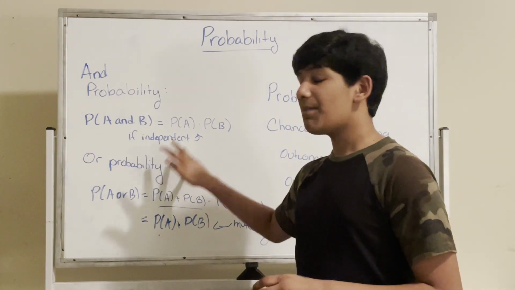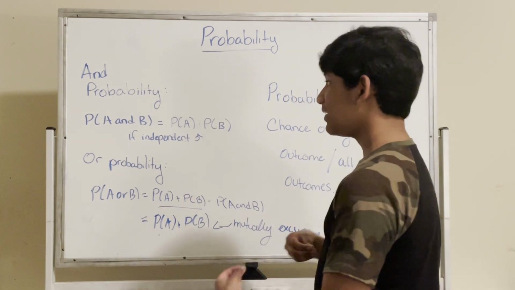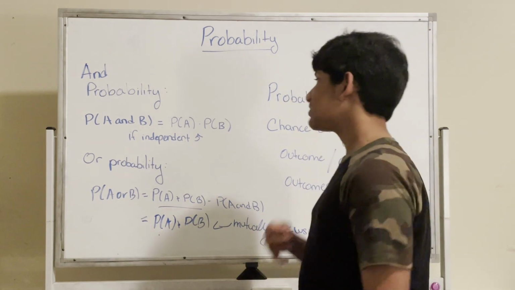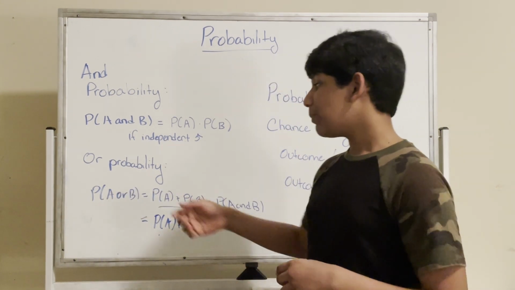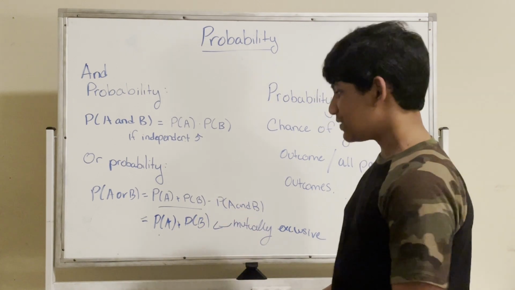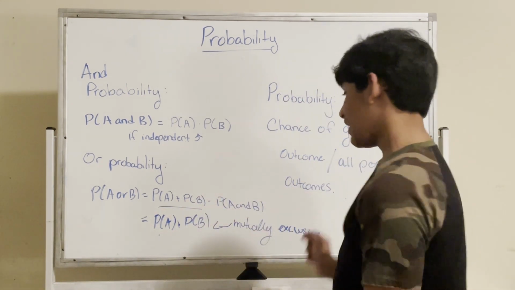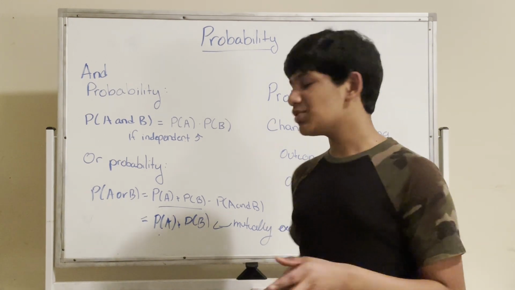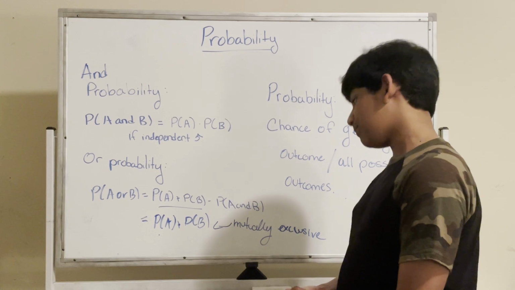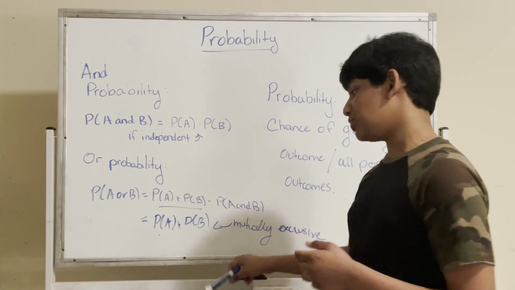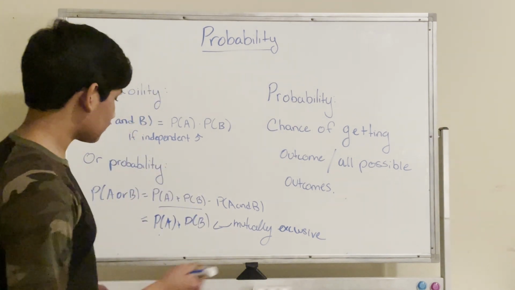If this is an independent event in and probability, the probability of getting the event A and B is equal to the probability of A times the probability of B. Now for or probability, the probability of getting an A or a B is equal to the probability of A plus the probability of B subtracted by the probability of A and B. Now if this is mutually exclusive, then we have the probability of A plus the probability of B.